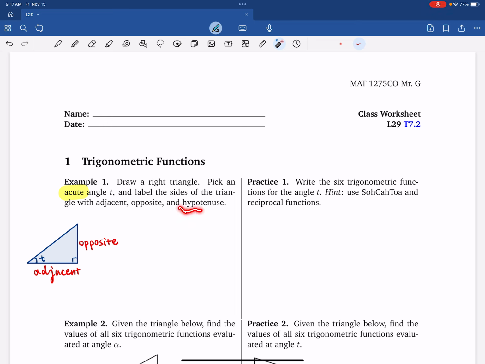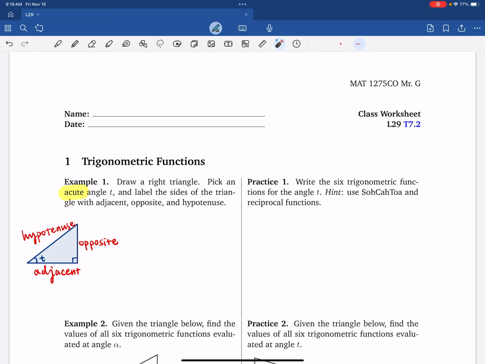And then finally, we have the last label, which is the hypotenuse. That one has to be the longest side in a right triangle. And it's always going to be this slanted side for the hypotenuse. So to summarize, in order to label the three sides of a right triangle using adjacent, opposite, and hypotenuse, you need to know which angle you're looking at, okay? So if I'm looking at this angle, then I have my opposite side right here, I have my adjacent side right here, and my hypotenuse right here.